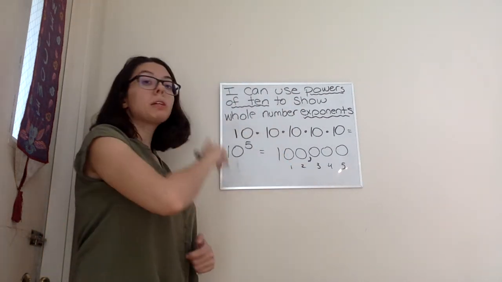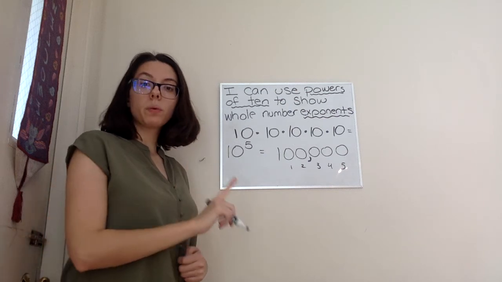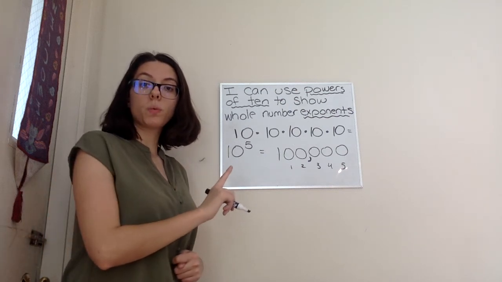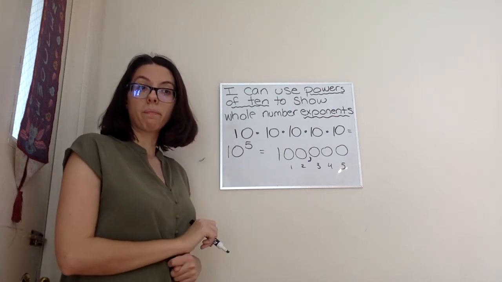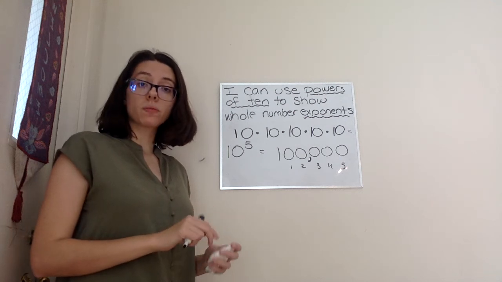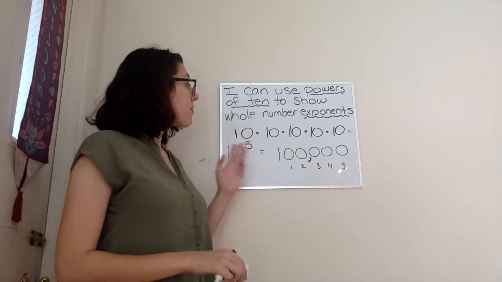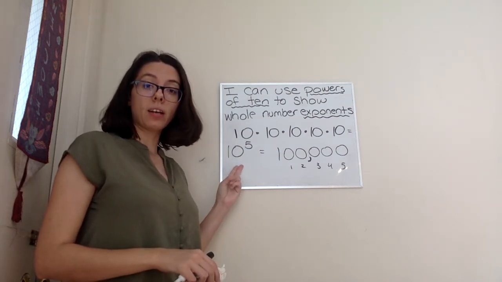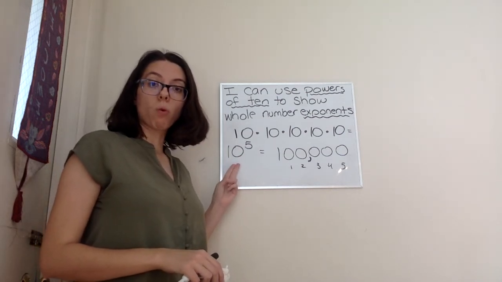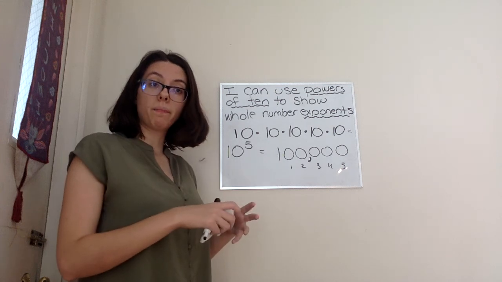So now we are going to be using this. The reason you would want to use something like 10 to the 5th power is that sometimes our numbers can get really, really big. And this is a really handy way of writing them in a more concise way.